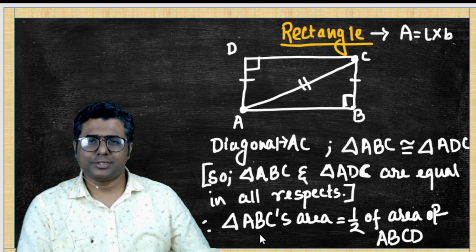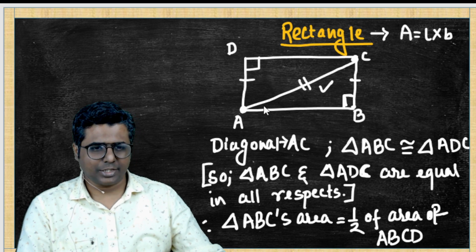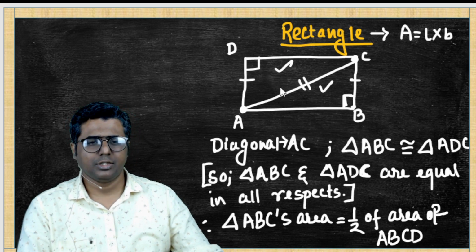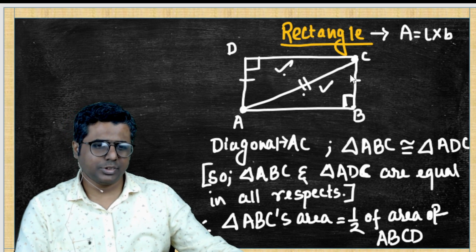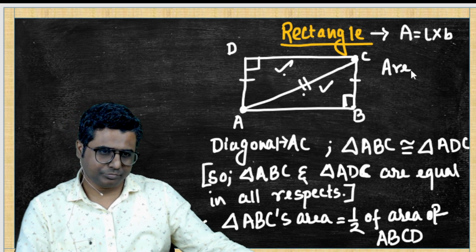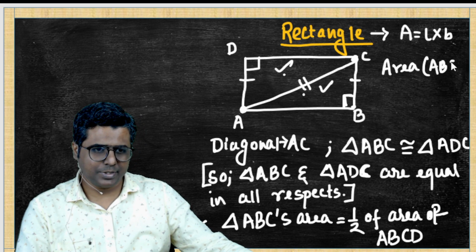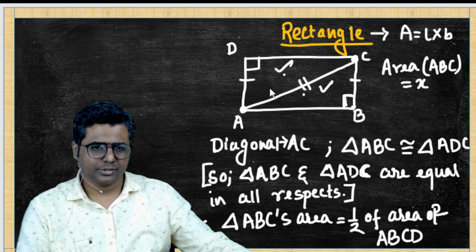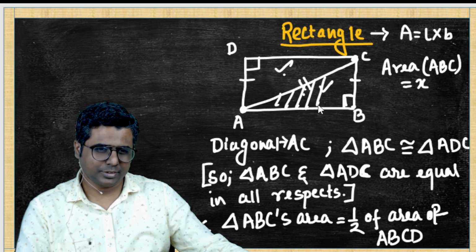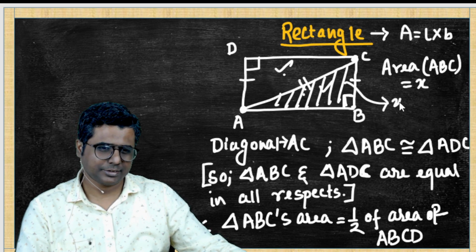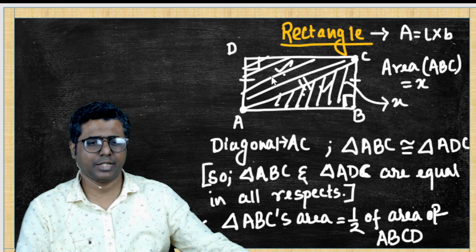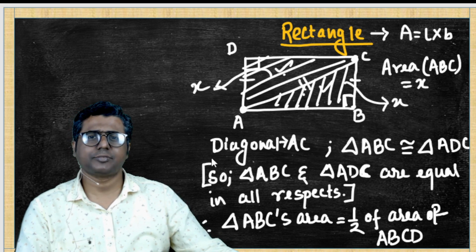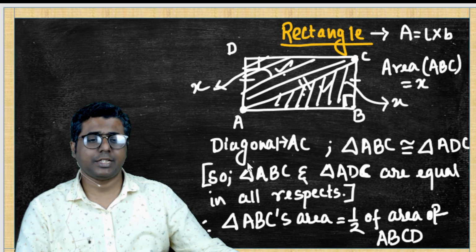So we can clearly see that if this triangle and this triangle are absolutely equal, then area of this triangle and area of this triangle will be equal to area of the rectangle. So if these two are equal, suppose if I say area of triangle ABC is x, that means this part will have an area x. So, if this part has an area x, then definitely this part will also have an area x, clear. So, both this have an area x.